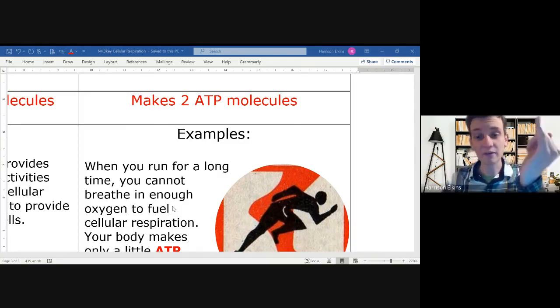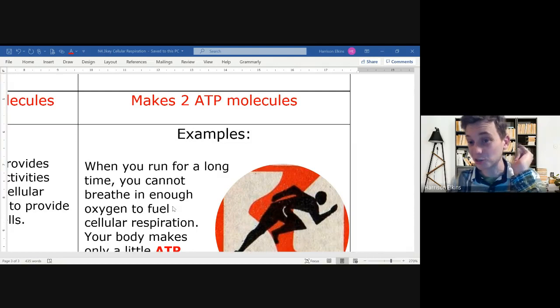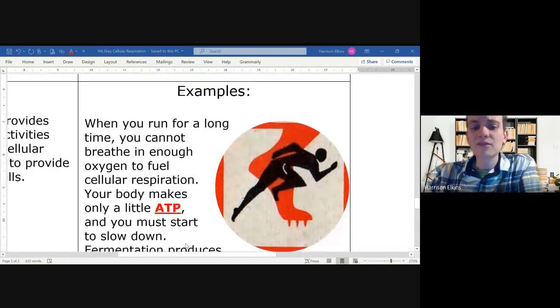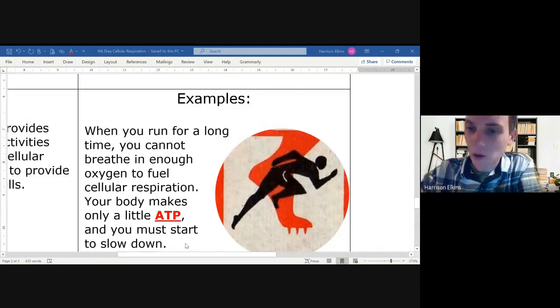Your body needs a lot of energy because in order for you to move your muscles, you need ATP, which means you need to charge them, which means you need to use ATP synthase, which means your mitochondria need hydrogens from your food, which means you need oxygen in order to catch those hydrogens. So if you're not breathing in enough oxygen, your body's just going to make a little bit of ATP to get you by, and then you have to start to slow down. So you can't go on forever.